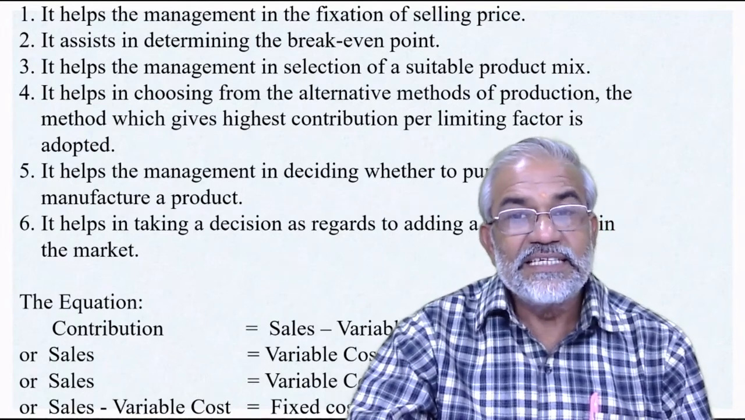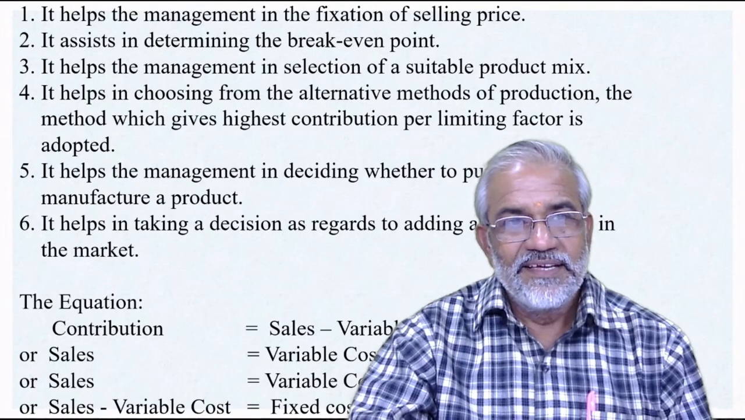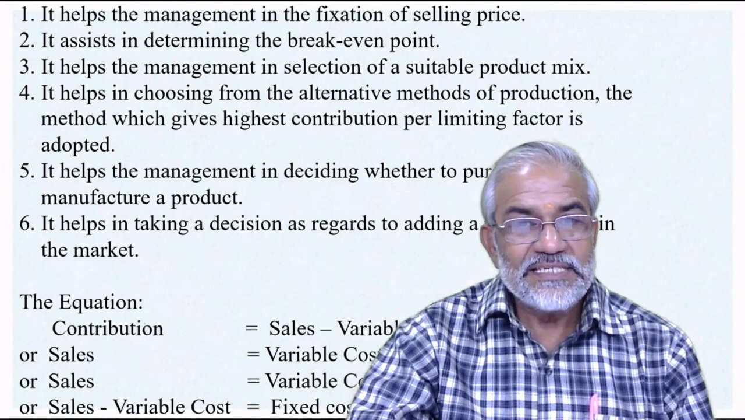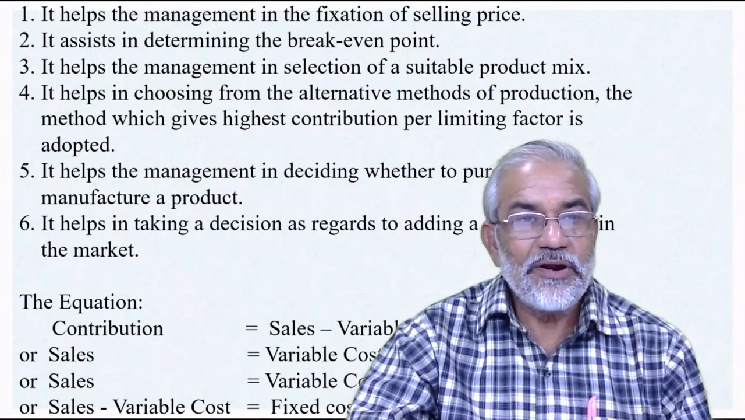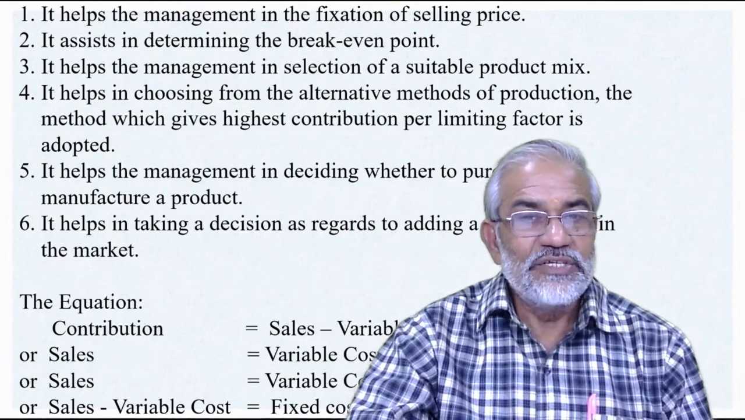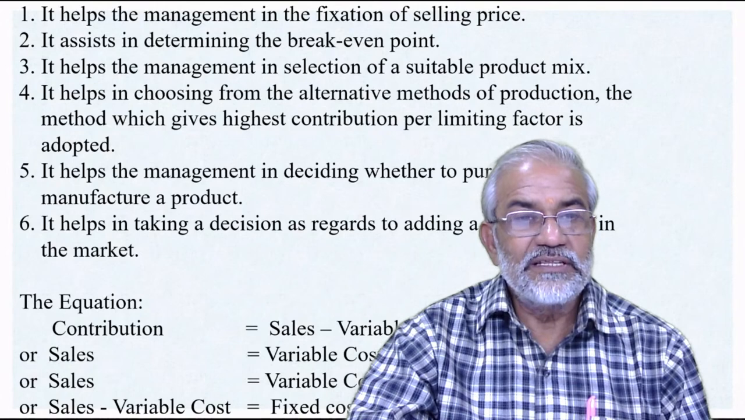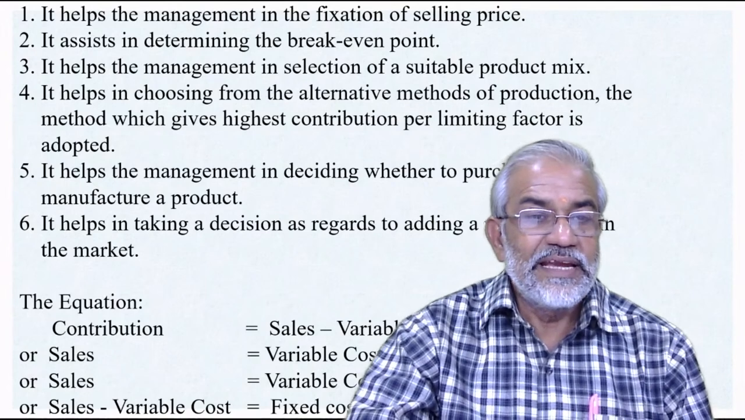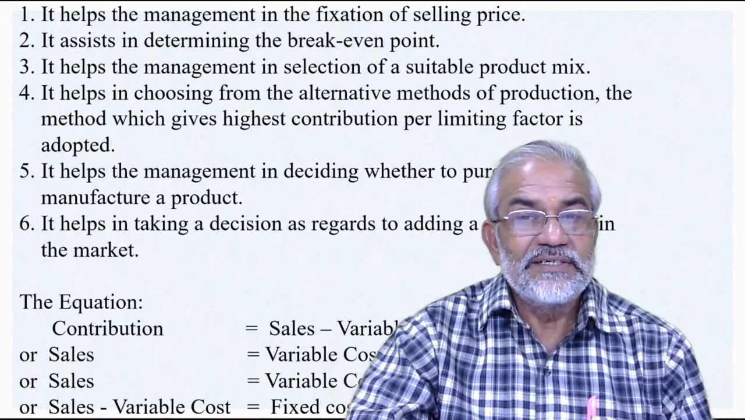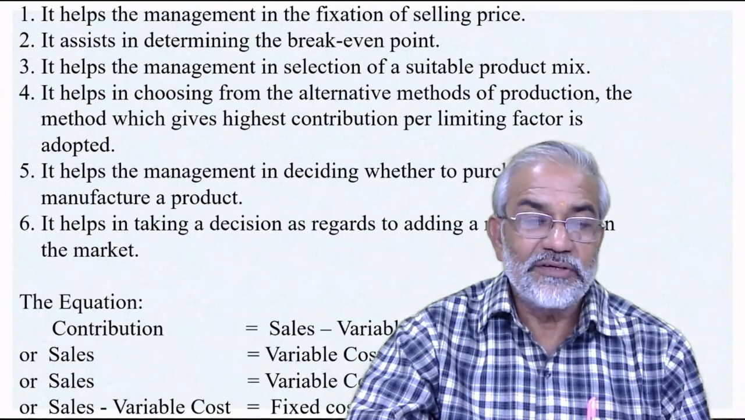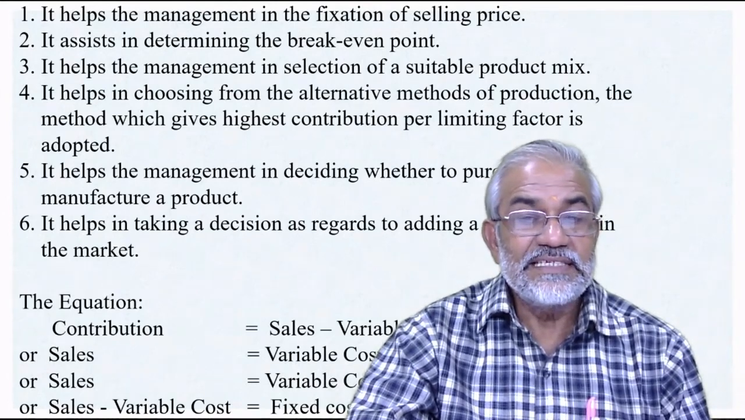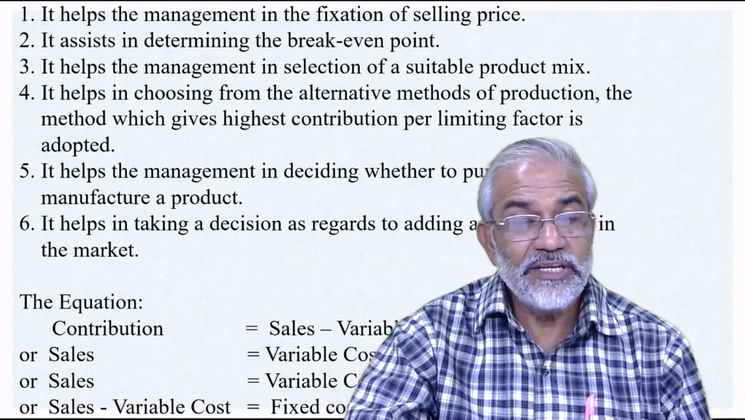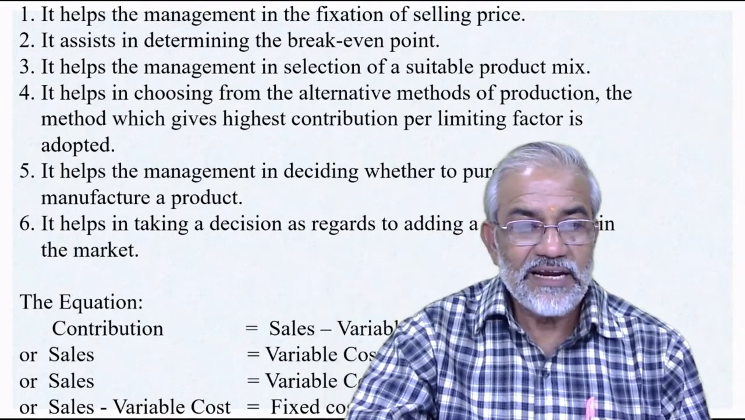It helps the management in fixation of selling price. It assists in determining the break-even point. It helps the management in selection of a suitable product mix. It helps in choosing from the alternative methods of production the method which gives the highest contribution per limiting factor. It helps the management in deciding whether to purchase or manufacture a product. It helps in taking a decision regarding adding or launching a new product in the market. So these are the advantages of the contribution.